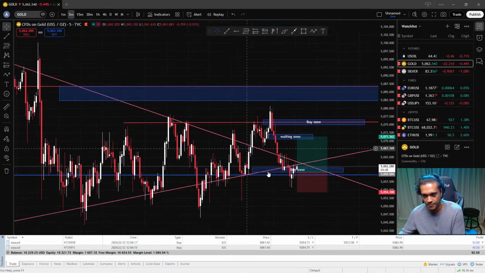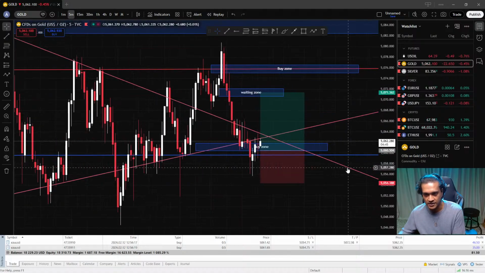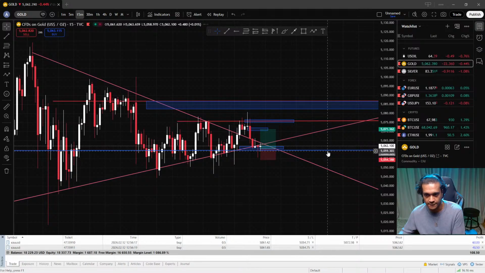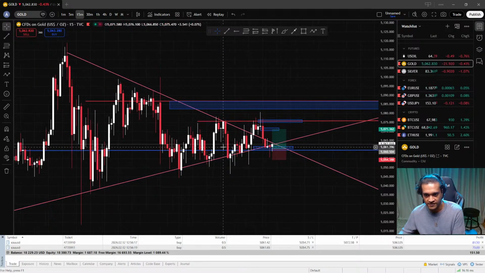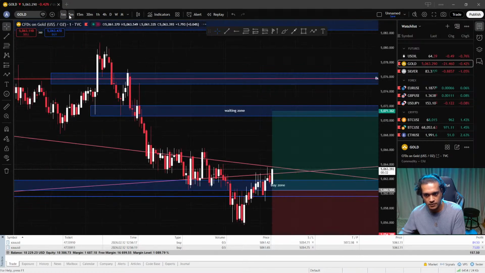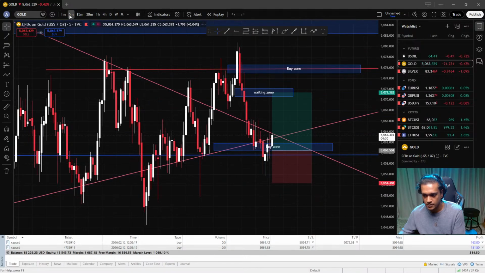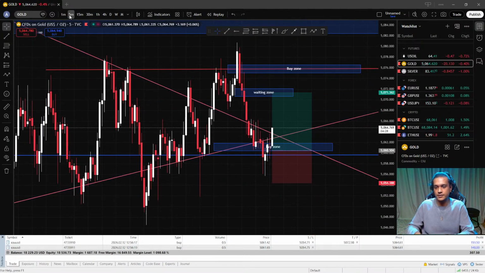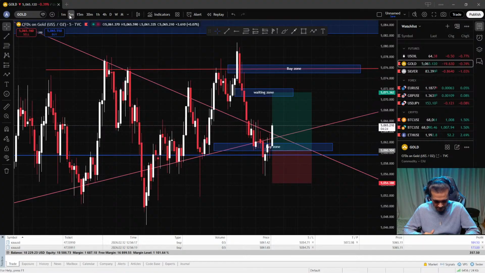Price still wants to come back to do consolidation in this whole zone area here on this M15, between the support and the resistance. Now we're just waiting. Yep, waiting for the price to rise.